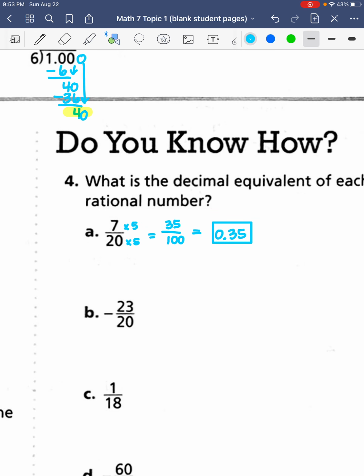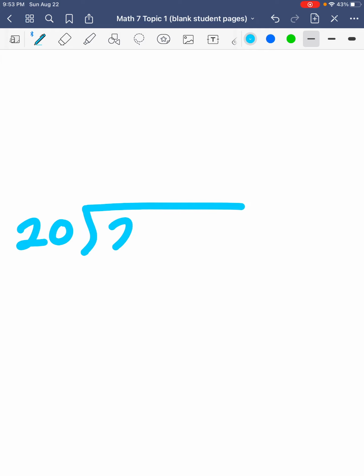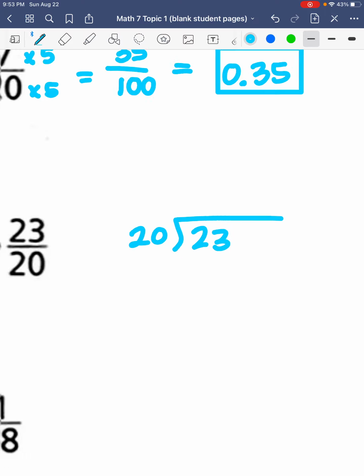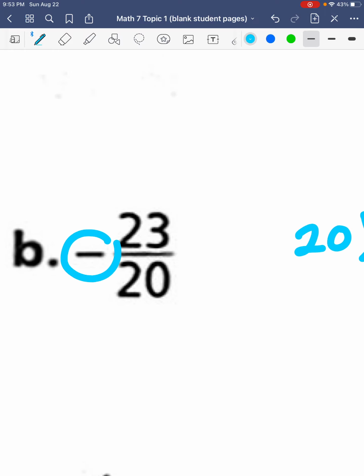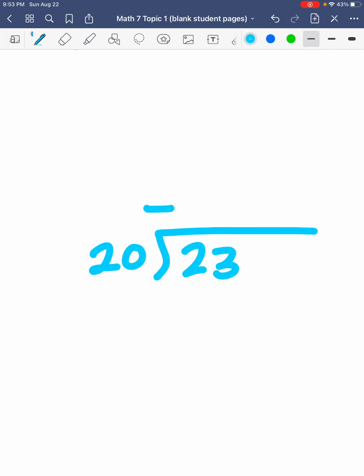Okay, moving on to B. So this one, I also have 20 on the bottom, but I have a number that's bigger than 20 on the top, so I'm not going to do the same thing here. I'm actually going to go old school and use long division. Okay, so we know 20 goes on the outside, and my numerator, 23, goes on the inside. Now I do want to point out that this is negative, so I know that my quotient has to be negative.